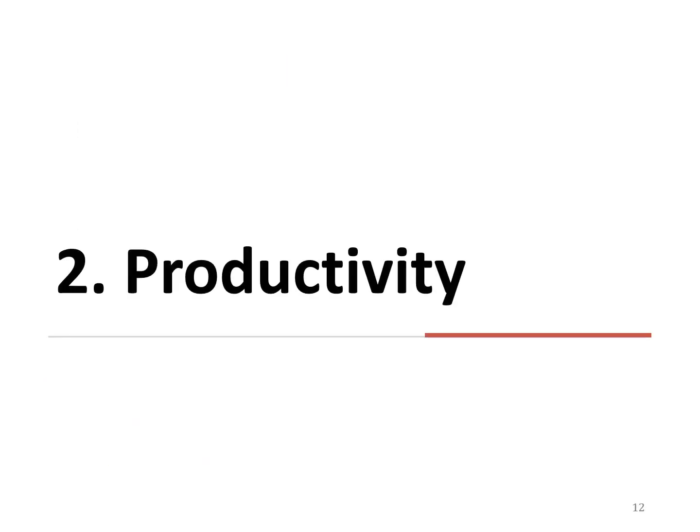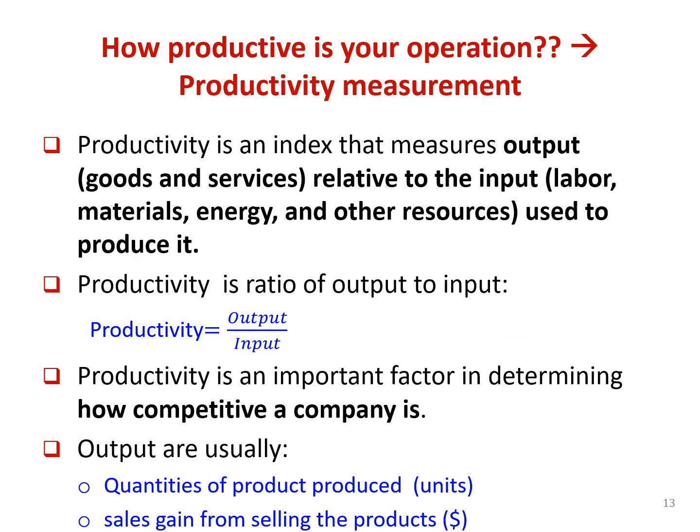So the second indicator is productivity. Productivity measurement indicates how productive our operation is. It is an index that measures our output. Output is the finished product, whether finished goods or services that have been delivered, relative to the input. Input are the resources used to produce the product. So input can be labor, material, energy, and other resources.